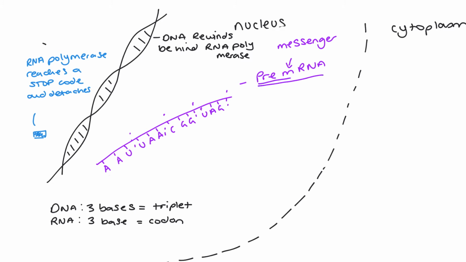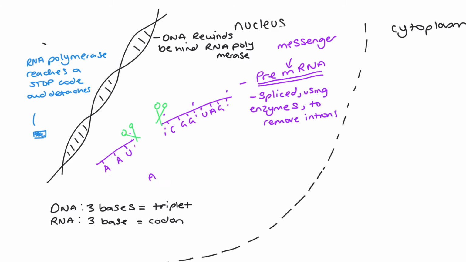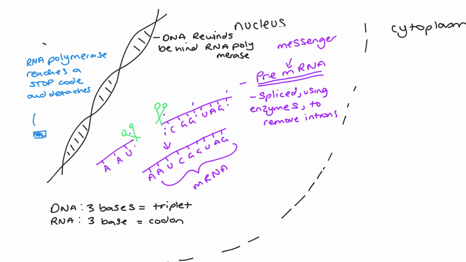We know that pre-mRNA needs to be spliced to have the introns removed, and it's spliced using enzymes to form mRNA. So that's the final stage of transcription. Once the mRNA has been spliced, it leaves the nucleus via the nuclear pores. There are little gaps in the nuclear envelope called nuclear pores, and the mRNA leaves via these gaps. And that's it. That's the end of transcription.